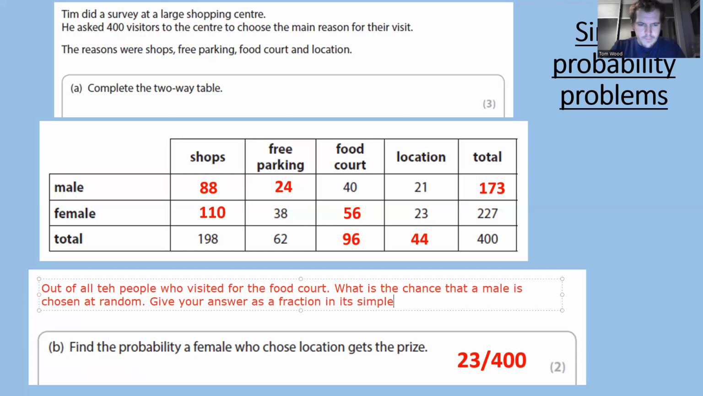Okay, there you go. So again, it does actually sound simple, but there's a lot more going on here. Out of all the people who visited the food court, what is the chance that a male is selected at random? So I've worded that a bit badly there. Give your answer as a fraction in its simplest form. So again, it is helping us with that simplest form idea as well. Do use a calculator. It's going to make life a lot easier. You can do it without a calculator, but again, it just makes things a bit easier there.